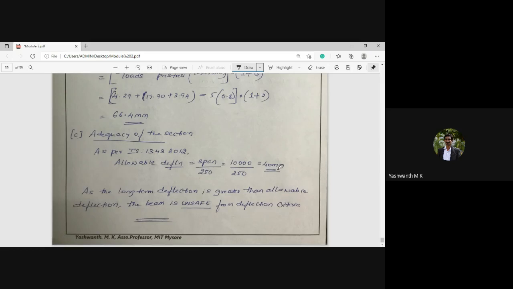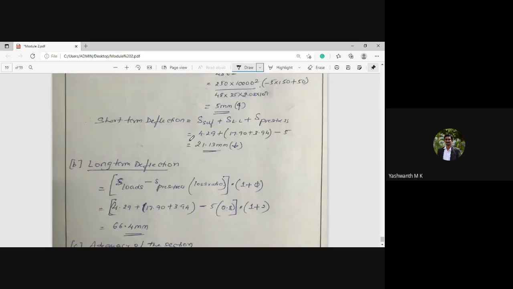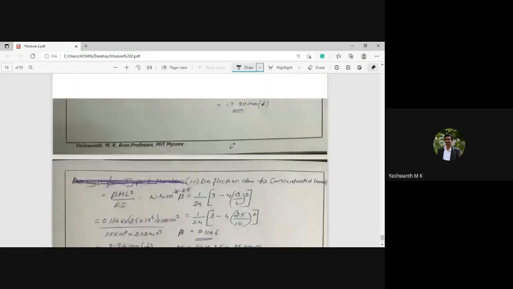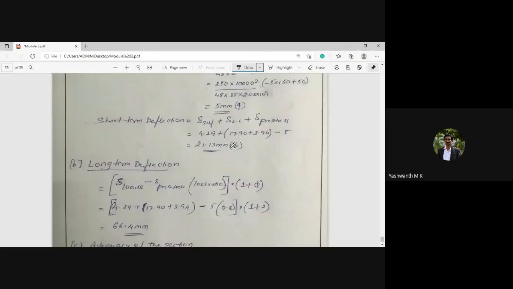Now if I want to know the limit for short-term deflection, as we know, the span is 10,000 mm. So 10,000 divided by 300 is 33.33 millimeter. Whatever short-term deflection has been calculated is within the permissible limit.